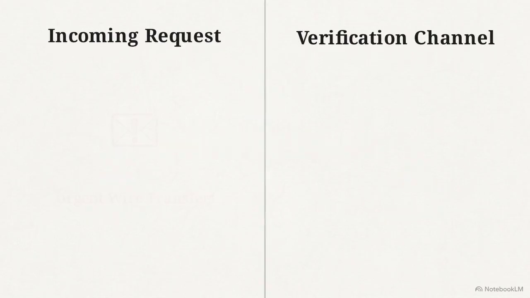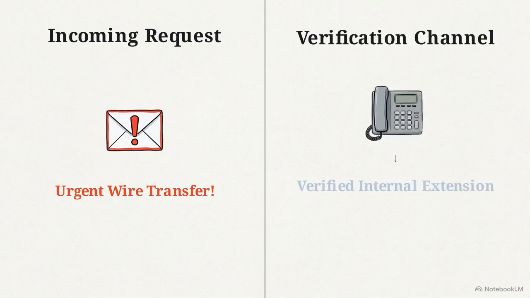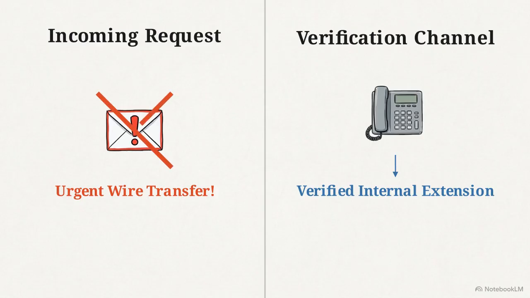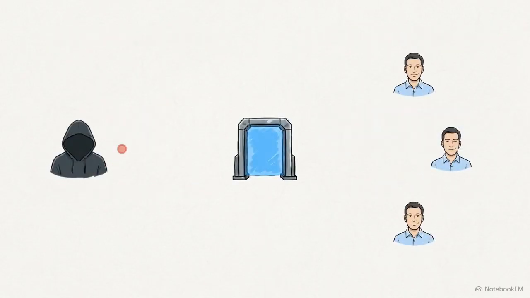Let's follow this workflow in a real-world setting. On the left, a high-pressure request arrives for a wire transfer. Instead of reacting to the pressure, the employee moves to the right, calling the vendor at a verified number to confirm the change. Choosing to verify a request serves as a manual override, stopping an attack that relies on speed and pressure. After confirming it is fraudulent, report it to the security team. This blocks the sender and prevents the same attacker from targeting your colleagues.